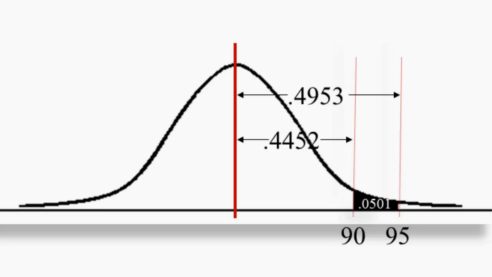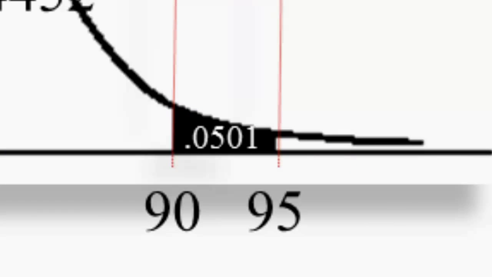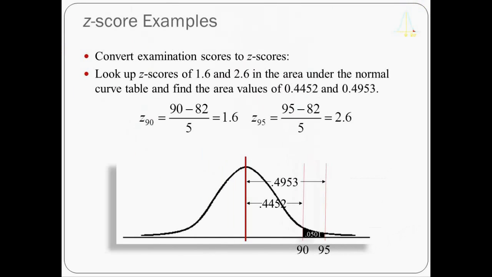And between a score of 82 and 90, there's approximately 0.4452 of the distribution. The difference between those two areas is 0.0501 and represents the area in the shaded section of that distribution. And of course, that's a probability. So for example, if I were to draw a student out at random out of those 900 students, the probability that that student had a score between 90 and 95 would be 0.0501.